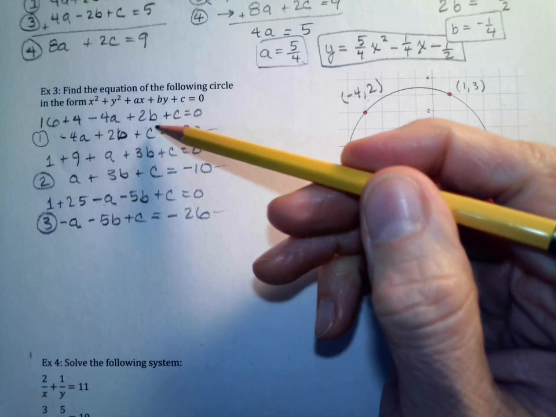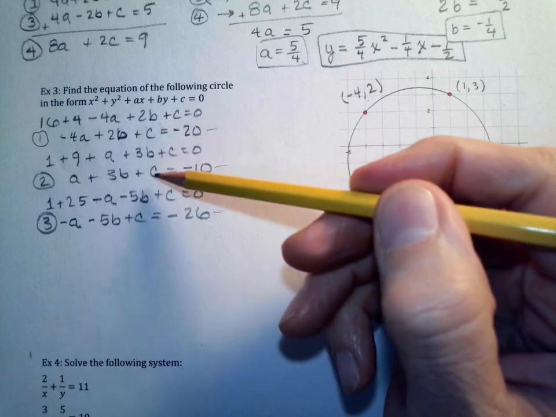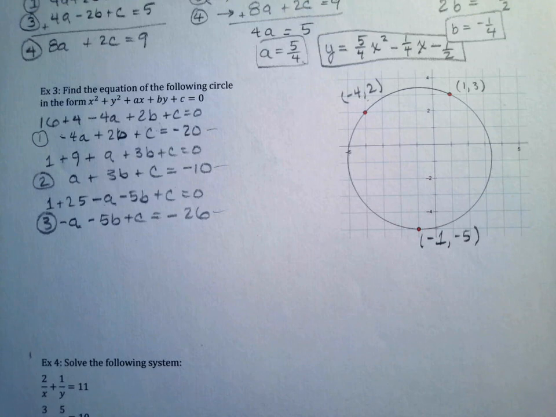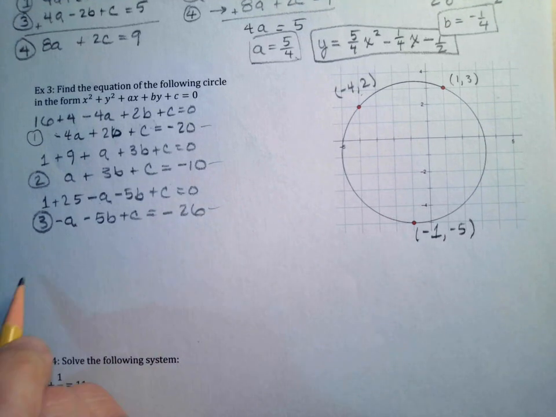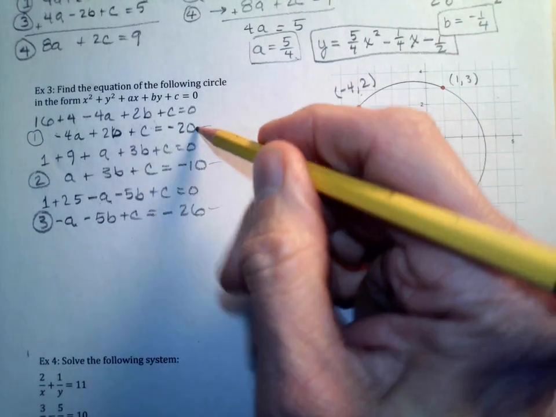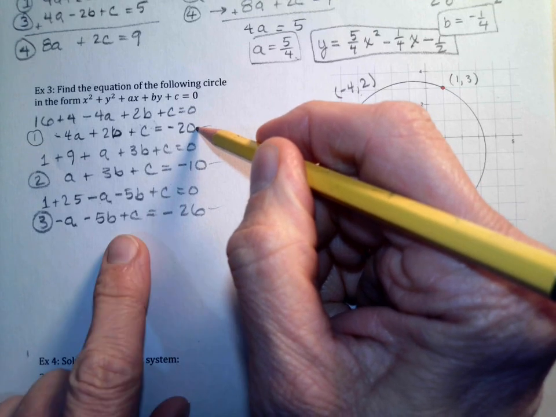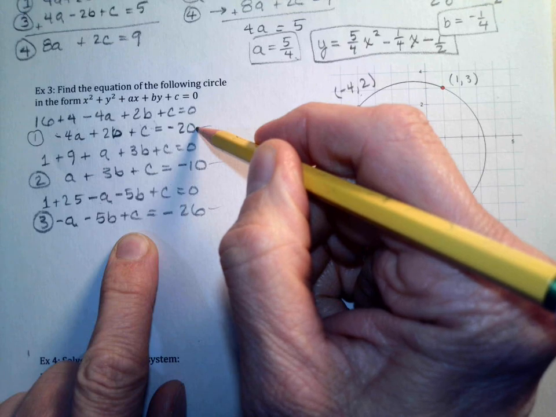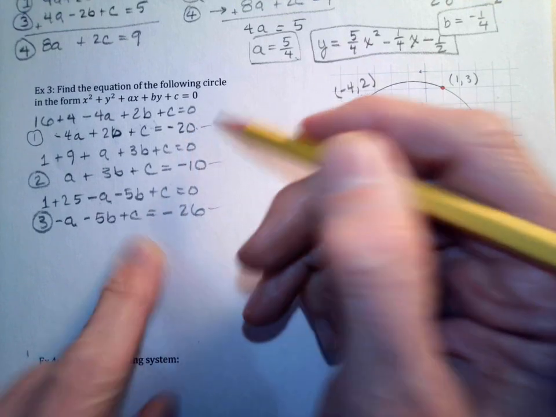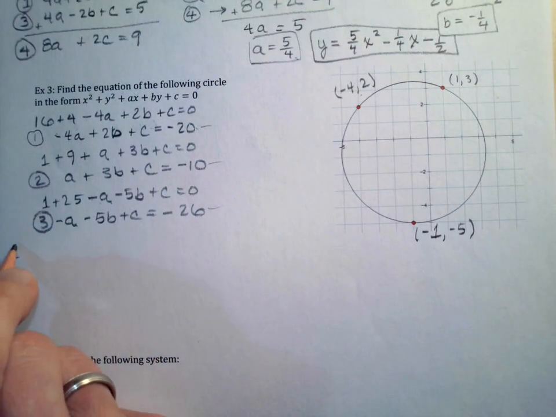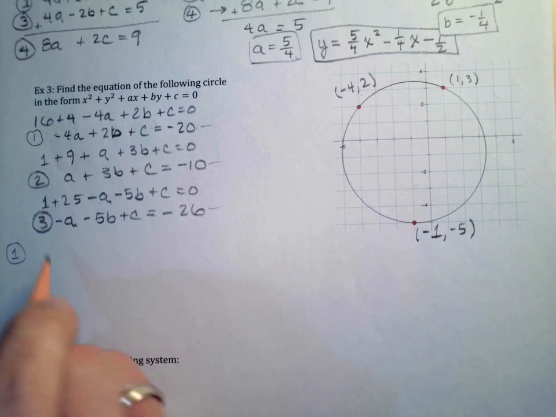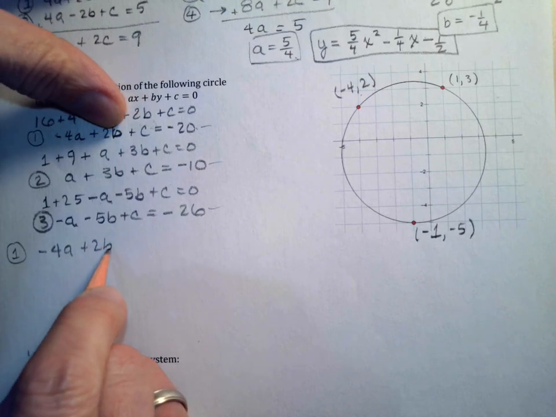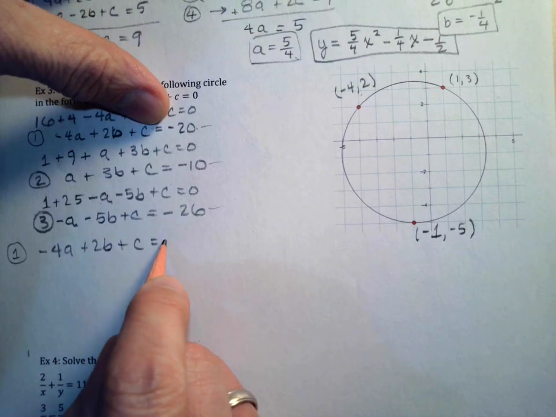I see that the c's are all the same, right? C and C, so probably that would be the easiest one to eliminate. So let's use equation 1 and equation 3. No rhyme or reason why use one or the other, but let's just use 1 and 3. So I'm going to use 1. That one I'm going to leave alone. So we have negative 4a plus 2b plus c equals negative 20.